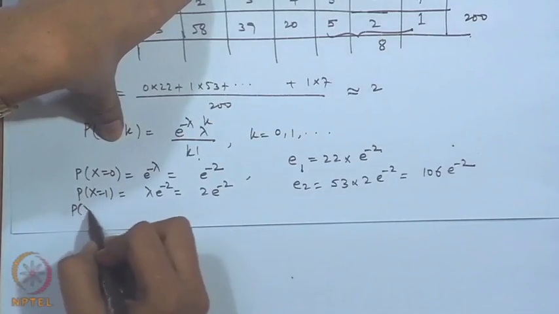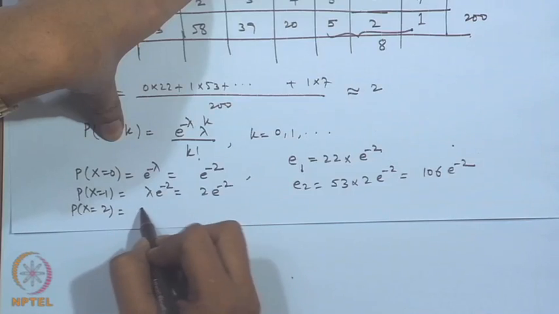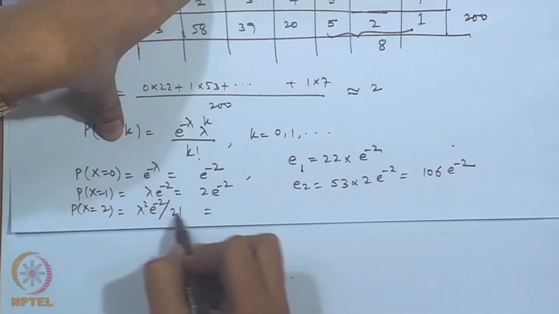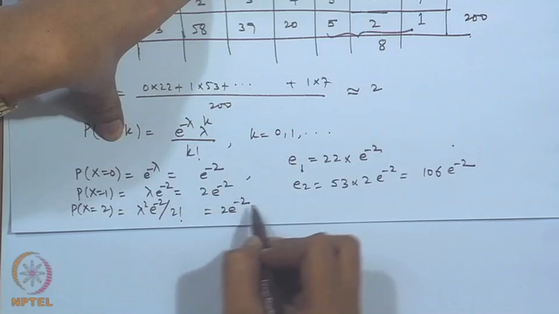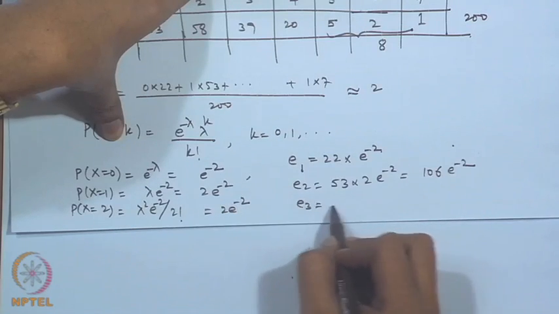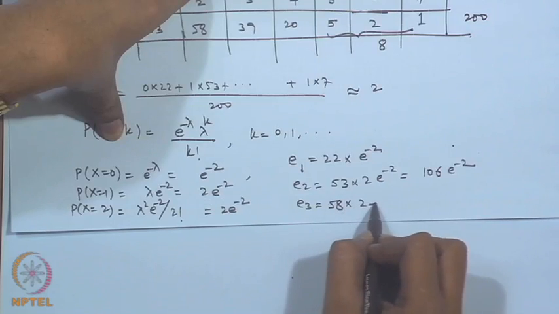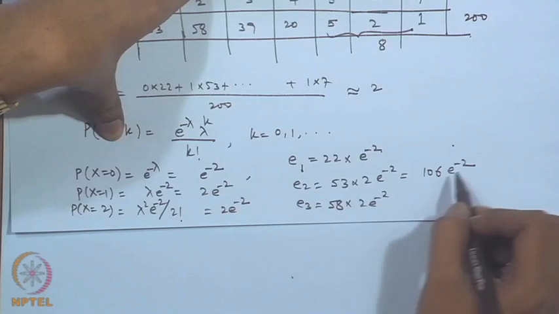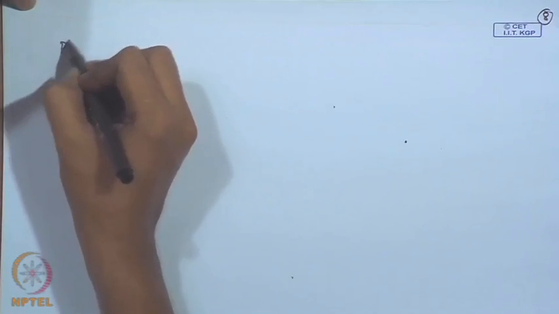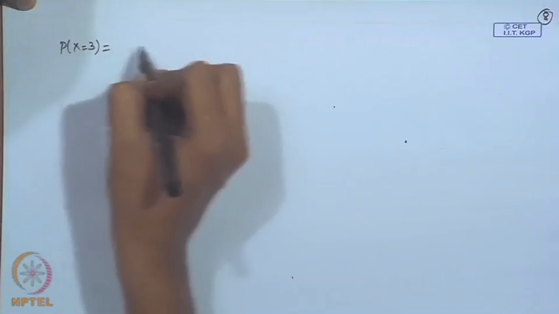Similarly, you can calculate probability X equal to 2, that is equal to lambda square e to the power minus 2 by 2 factorial, that is equal to again 2 e to the power minus 2. So, E3 will be equal to 58 into 2 e to the power minus 2. Similarly, you can calculate probability X is equal to 3 and so on.